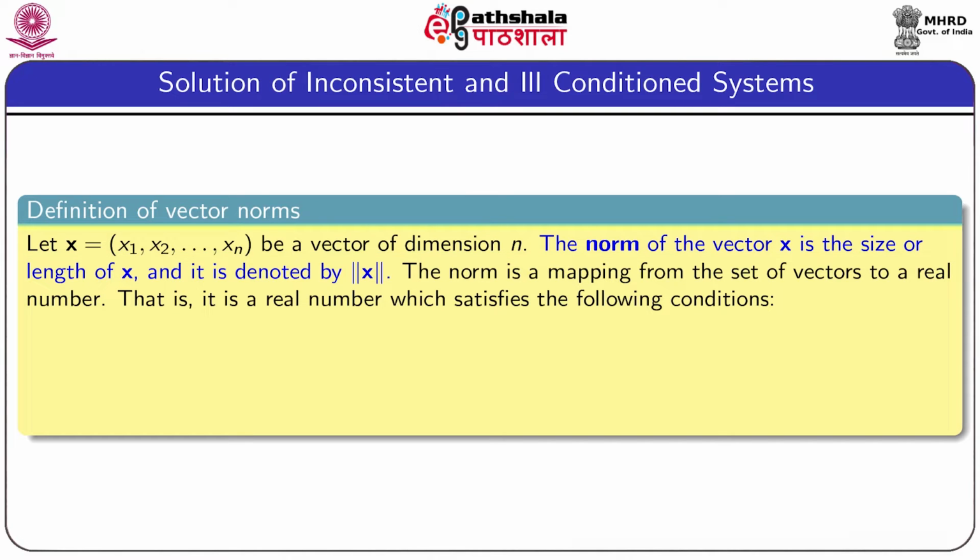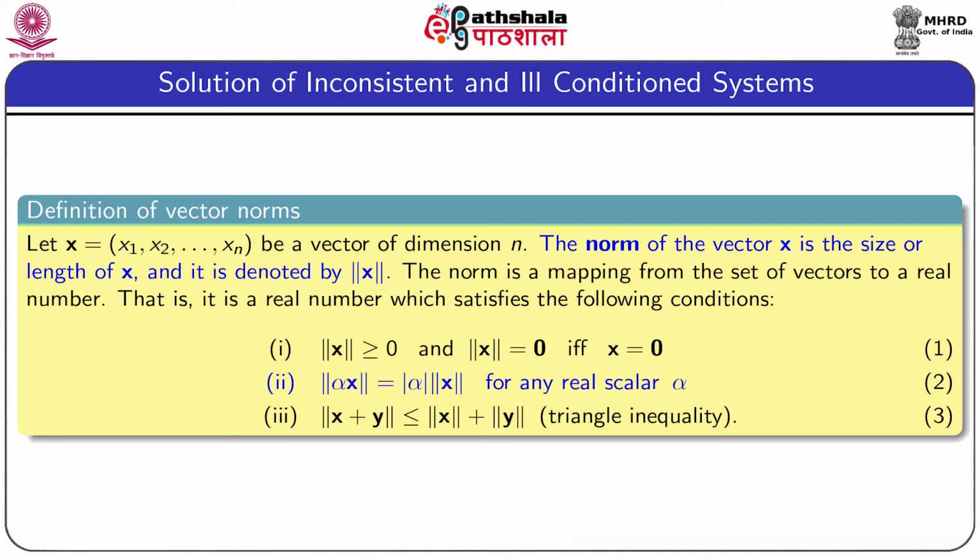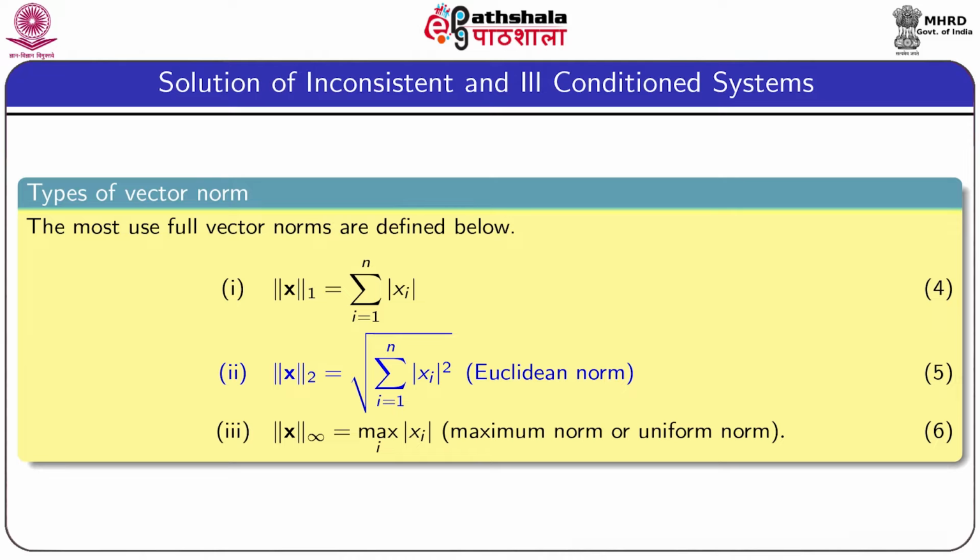That means the norm satisfies the following three conditions. These are well known conditions for a norm. The first one is called the non-negativity condition, the second one is called the homogeneous condition, and the third one is called the triangle inequality. And different types of norms are defined for different applications.